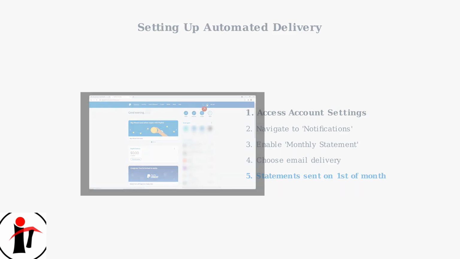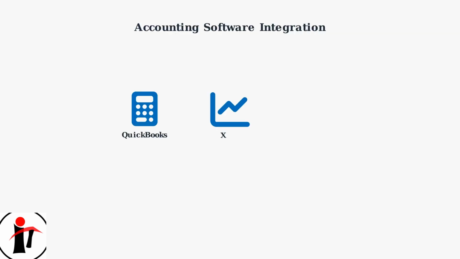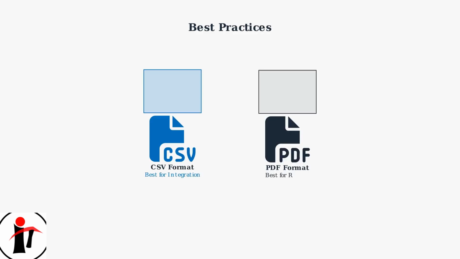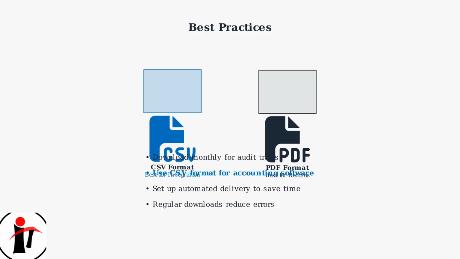Many users integrate PayPal with accounting software like QuickBooks, Xero, and FreshBooks. This automation saves over 15 hours monthly on bookkeeping, reduces manual entry errors by 85%, and significantly improves tax preparation accuracy. For best results, download statements monthly to maintain proper audit trails.